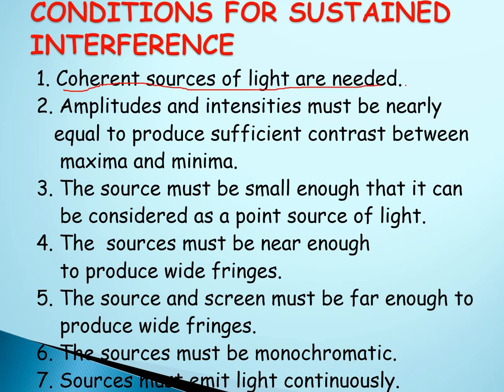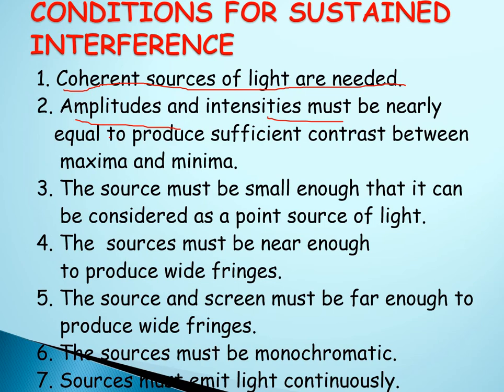Coherent sources of light are needed. The two sources should be coherent sources. Amplitude and intensities must be nearly equal to produce it. If it is perfectly equal, well and good. Otherwise the maxima will be faded. If the amplitudes are different, maximum light will be there, but only a slight brightness. Moreover, if the bright fringes are very bright only, we can make out the difference between the bright and dark fringes. Hope it is clear.